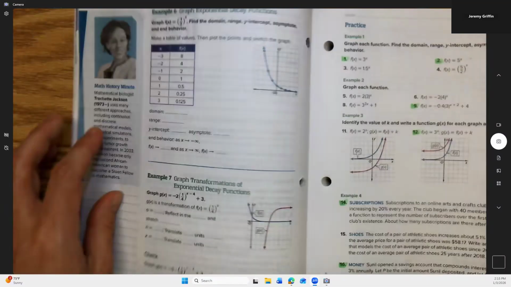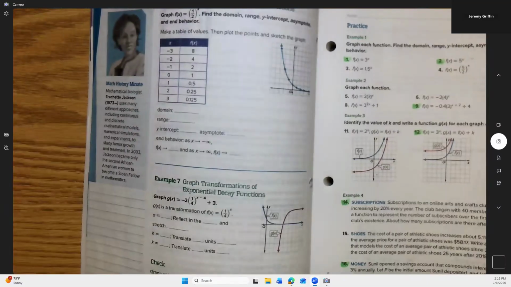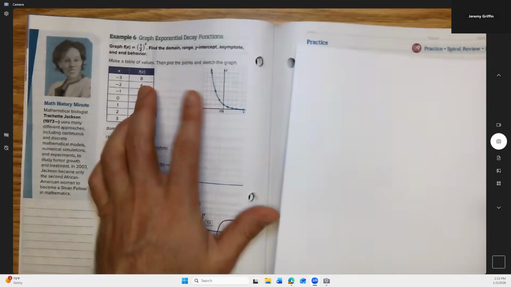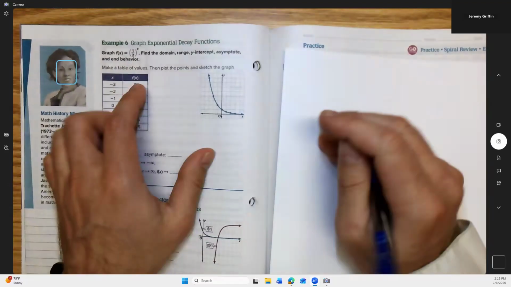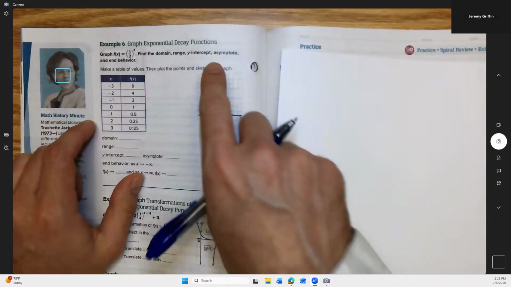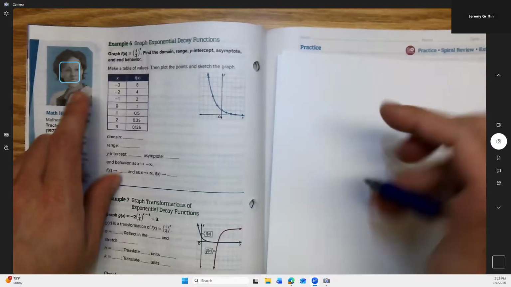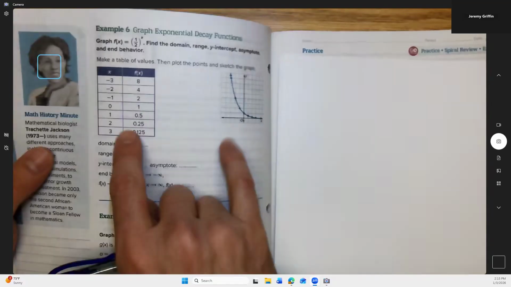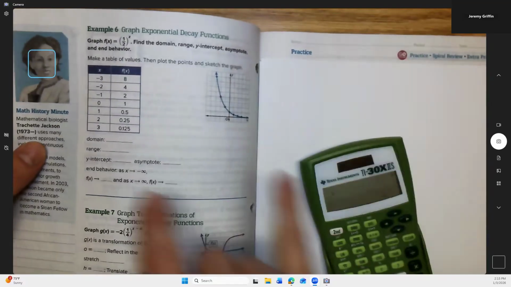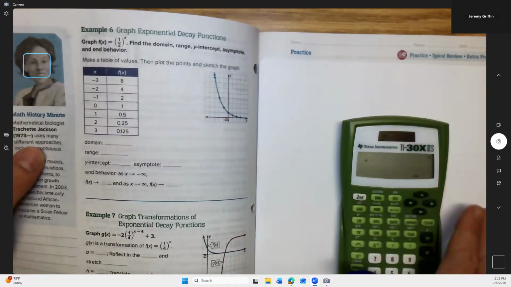All right, but what's this example here? We got: graph f of x equals 1/2 to the power of x. Find the domain, range, intercepts, asymptotes, and behavior. Well, we did this before for a different example, and they give you the whole example right here. So I'll just do this on my calculator and show you guys that it matches with the table and the graph that they're already giving you.